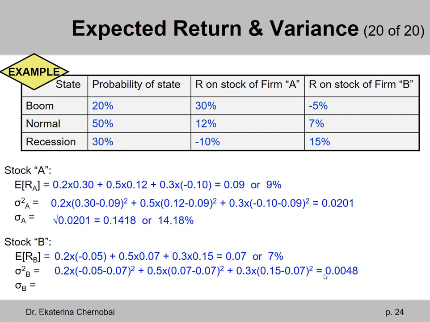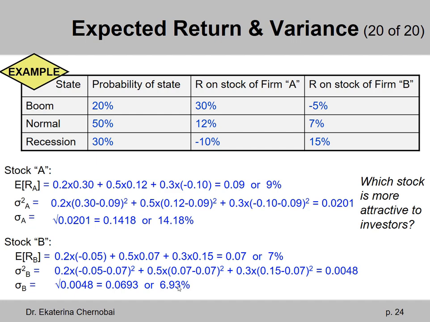The variance is 0.0048 when I use all numbers in decimals, and the square root of my variance is 0.0693 in decimals, which is 6.93% standard deviation. Okay, so let's answer the following question. Which stock would you say is more attractive to investors, stock A or stock B?